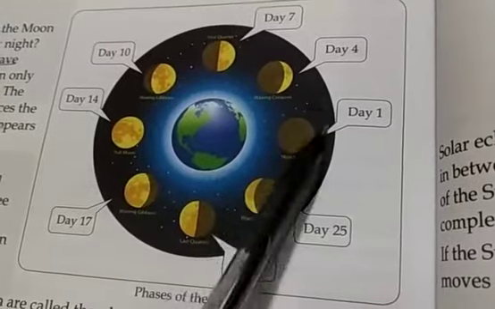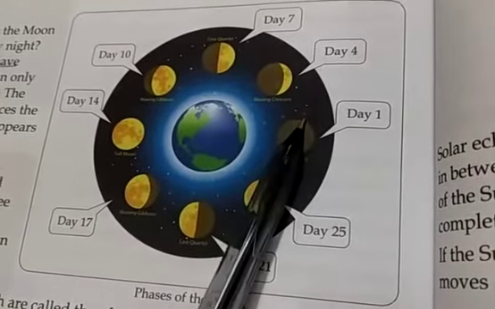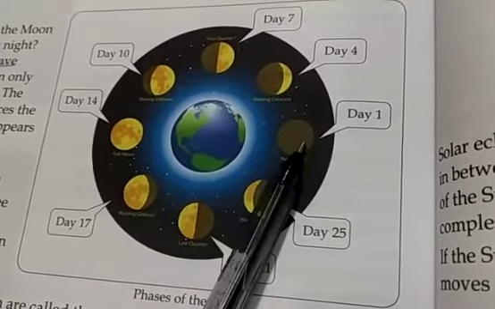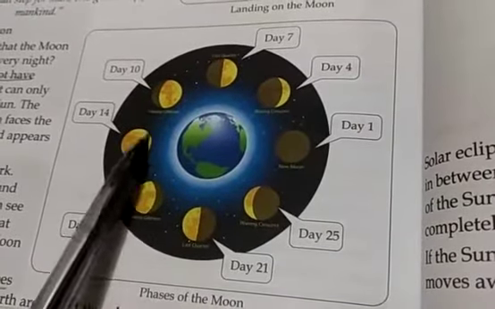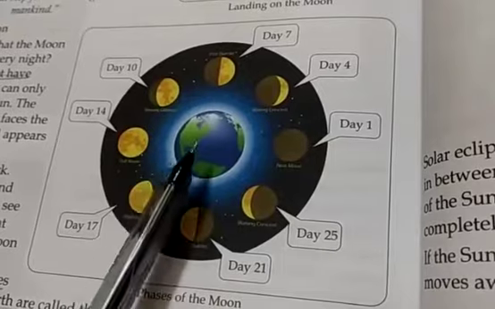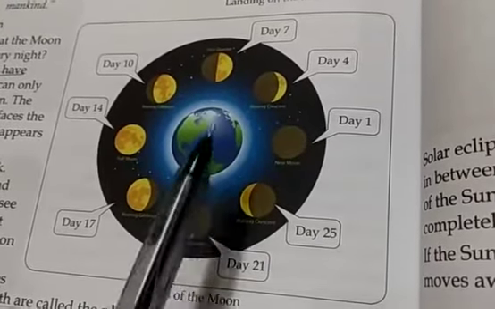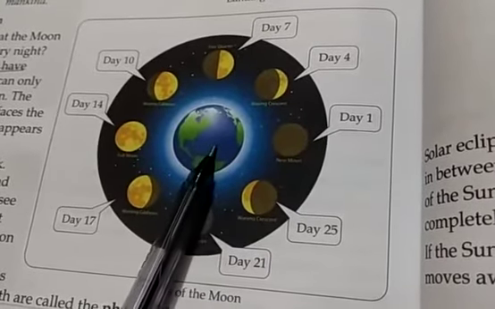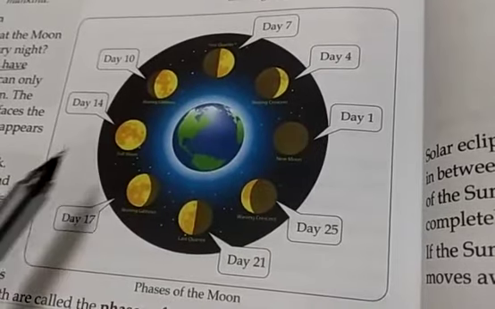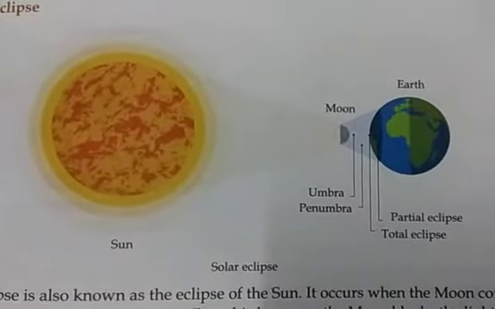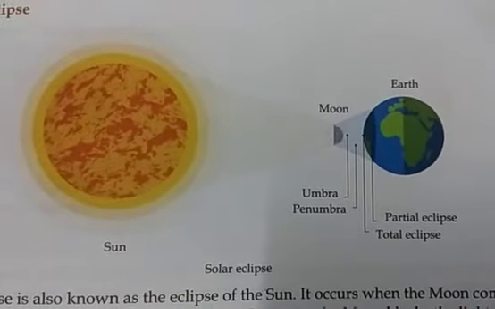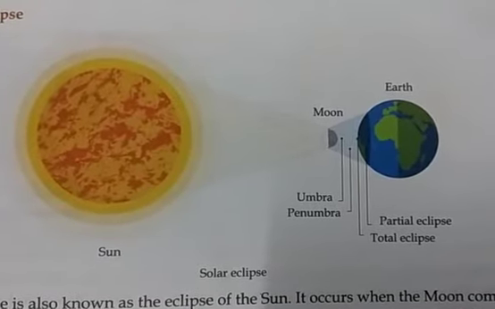Yes. Now all this is taking place here. It takes almost 28 days for the revolution of the moon around the earth. Did you get it? Yes. This cycle is repeated till the moon again comes to the new moon stage.